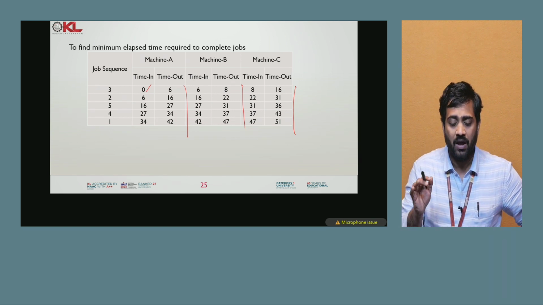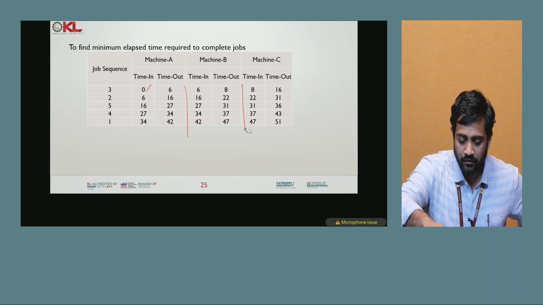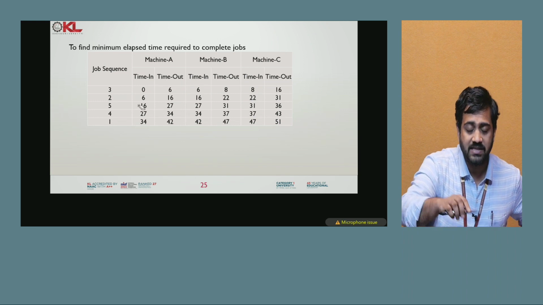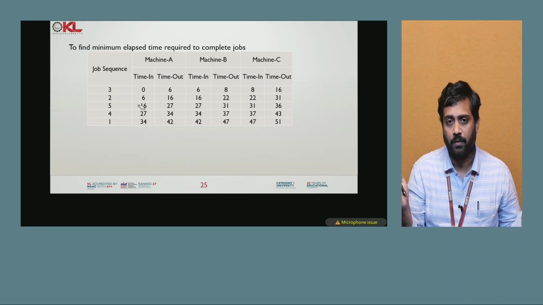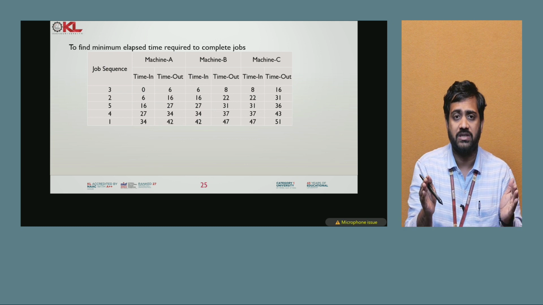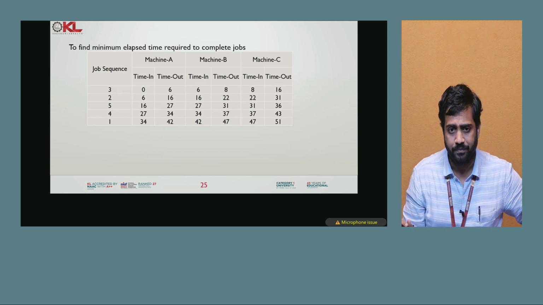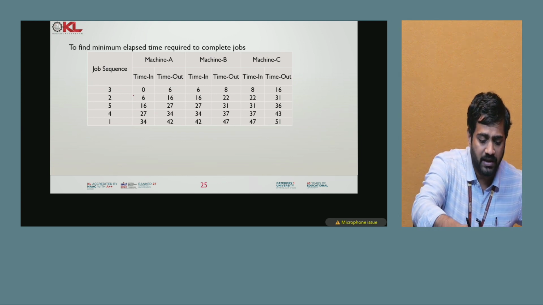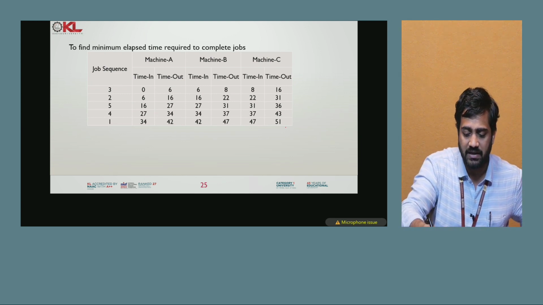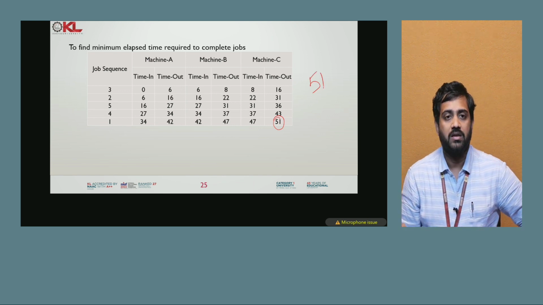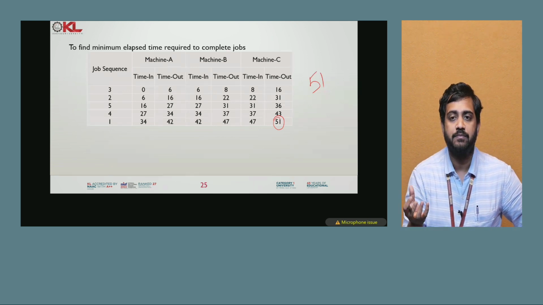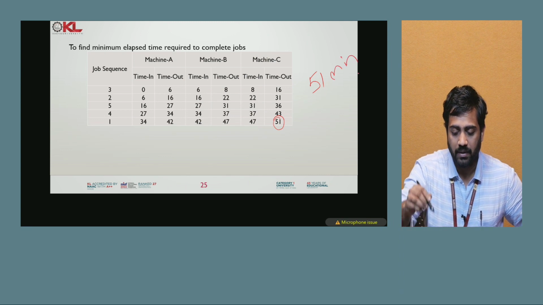Now the thing is, finally at last, from this problem we have to identify the total project completion time. Okay, this problem completion time. See, we can complete all these 5 jobs under all these 3 machines in 51 minutes. Okay, the total minimum elapsed time will be 51 minutes.